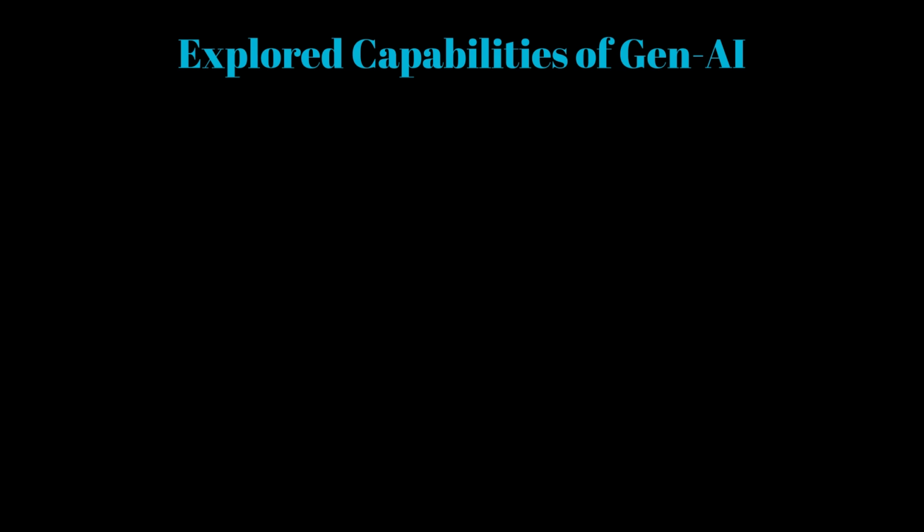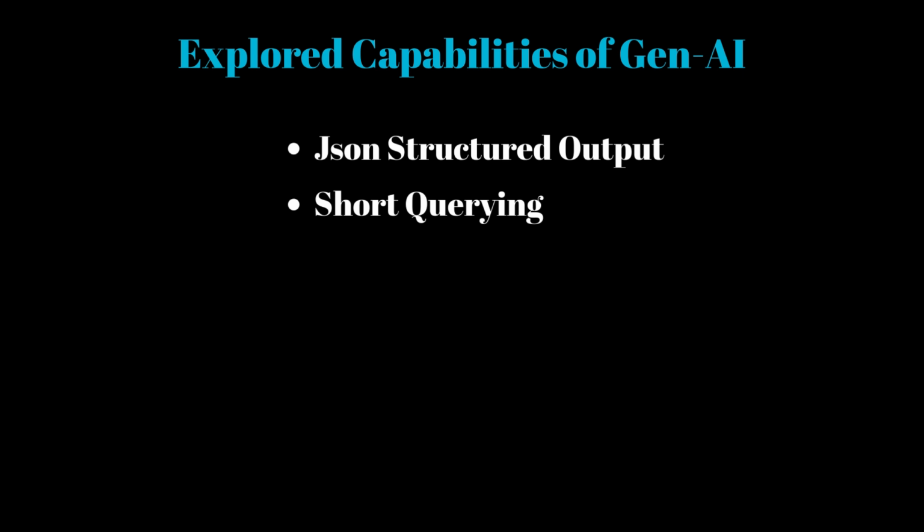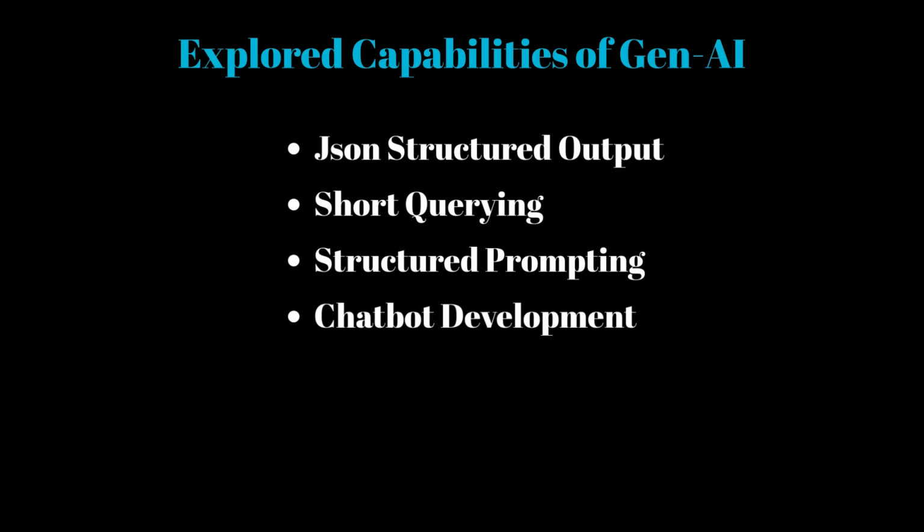Out of a lot of capabilities of Gen AI, we have explored a few of them. First one, JSON structured output, extracting structured data from unstructured text using Gen AI prompts. Short querying, prompting models efficiently to retrieve relevant and focused information. Structured prompting, designing prompts with specific instructions to get predictable and actionable outputs, and chatbot development, creating an interactive AI assistant to respond to student queries and provide personalized resume advice.